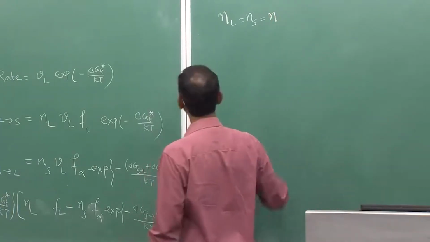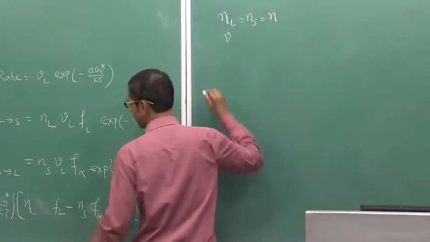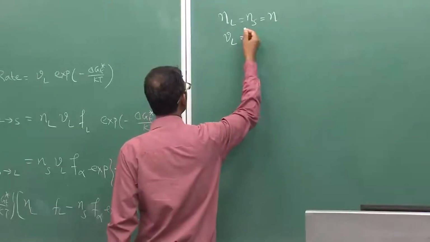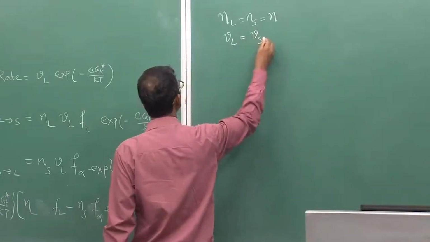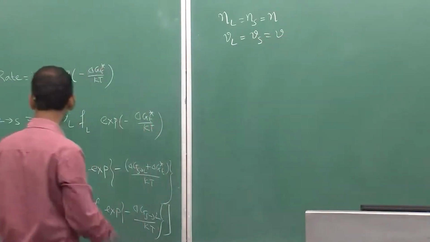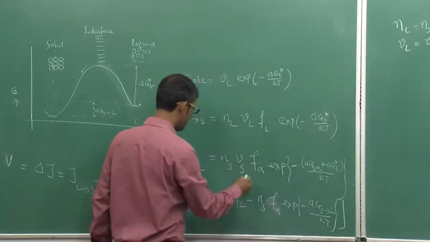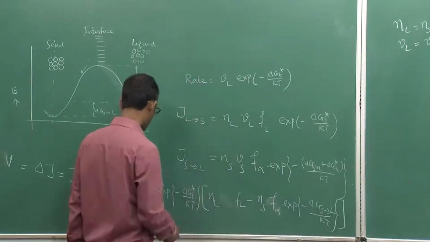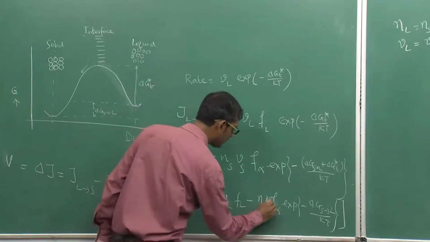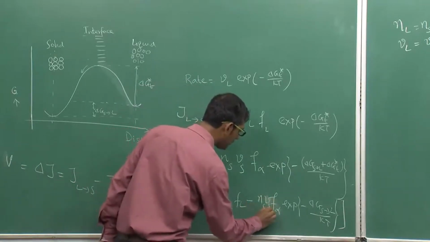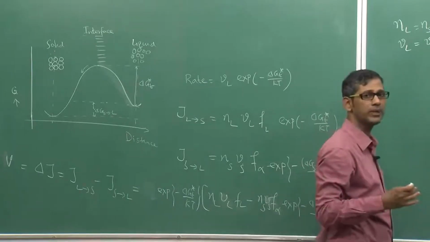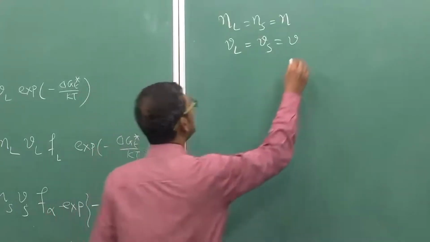Again, we can also think that, as we have done already, mu L is equal to mu S is equal to mu. I have already done that. Basically, I have already taken mu S and mu L as equal. So we can do that. If we don't do it, it will become like that. But this assumption is correct because frequencies of the atomic vibration will not vary much.